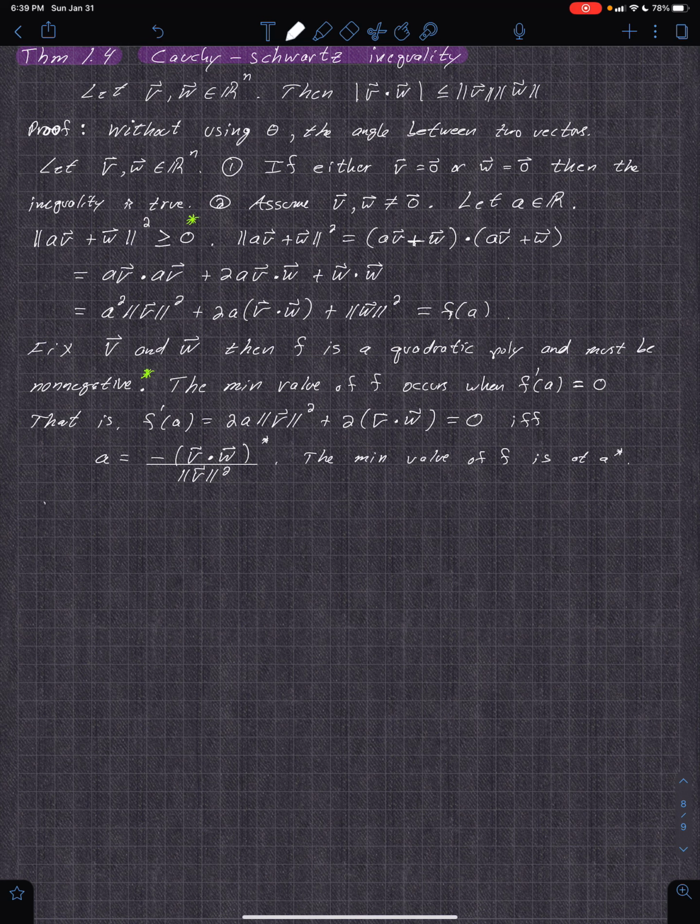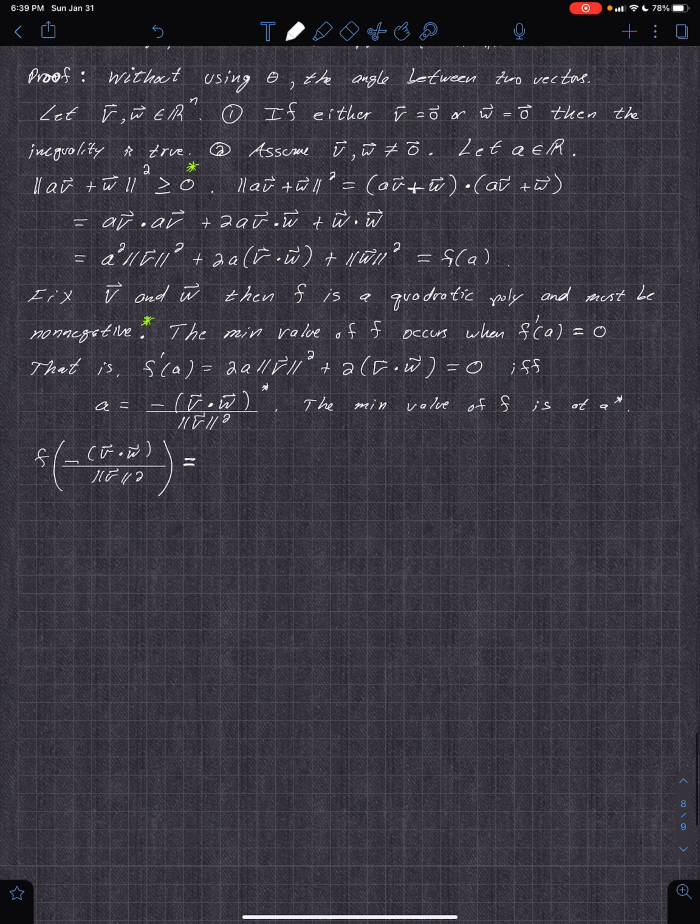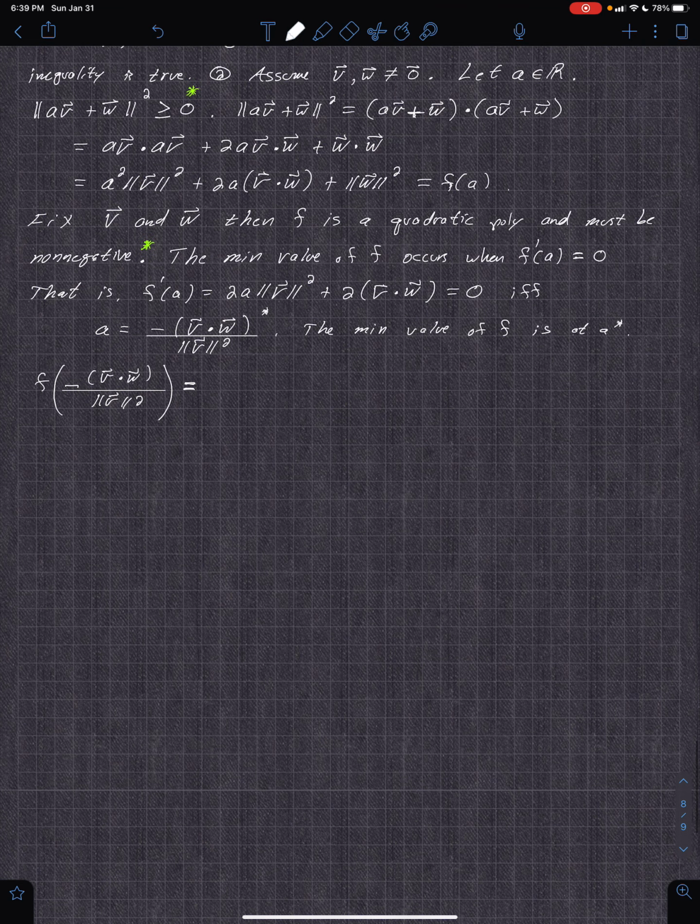And we have f of that value, which is negative v dot w over magnitude v squared. So I'm evaluating to get the minimum value of f. And it must be positive, which is what we're going to use. So we substitute in this whole thing for a, which is here.